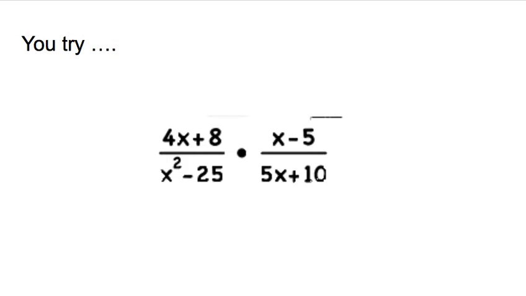Now you try. Solve 4x plus 8 over x squared minus 25 times x minus 5 over 5x plus 10.